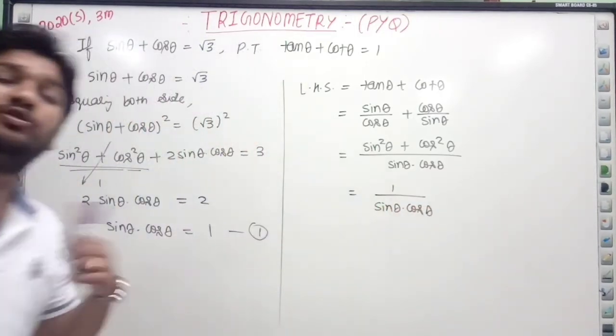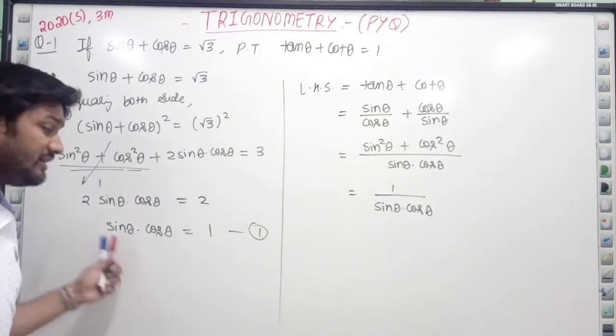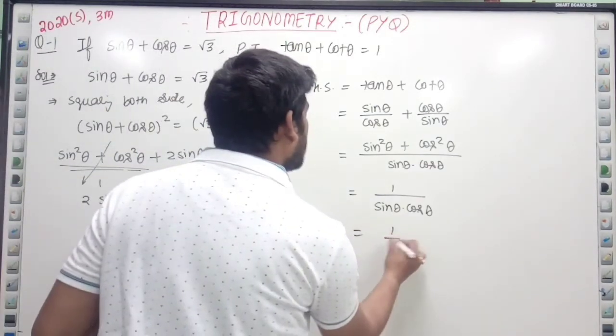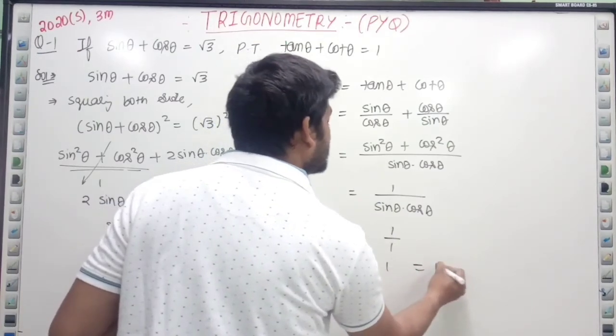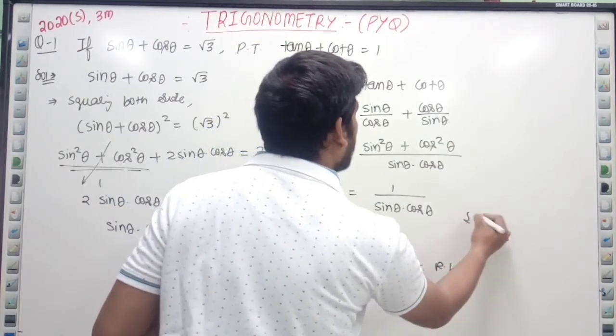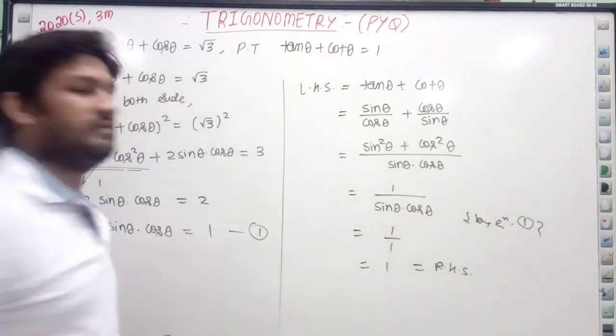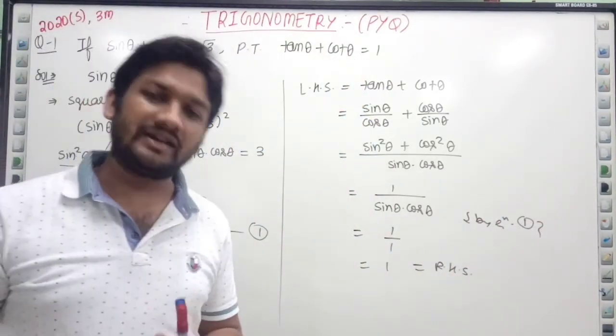Do I know the value of sin theta into cos theta? That is 1, that is given to me. So I can write 1 upon 1, that is equal to RHS. I will write by equation number 1. And that is what I need to prove. Right? I hope this question is clear.